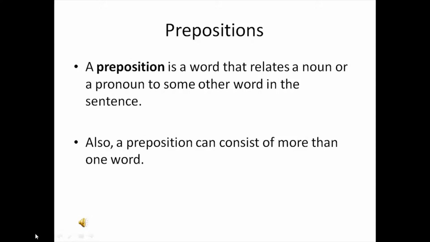So first of all, what is a preposition? Well, a preposition is a word that relates a noun or a pronoun to some other word in the sentence. If you need a refresher on what a noun or a pronoun is, you can check other videos by myself or Mr. Morris. Also, it's important to notate that a preposition can consist of more than one word. We'll get into those prepositions later on in this video.